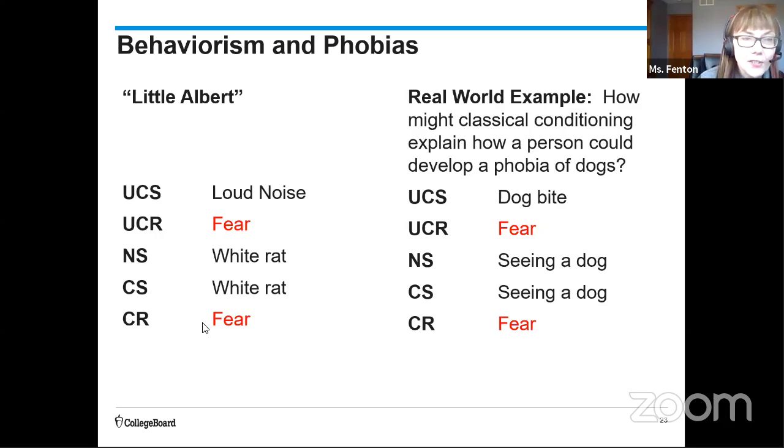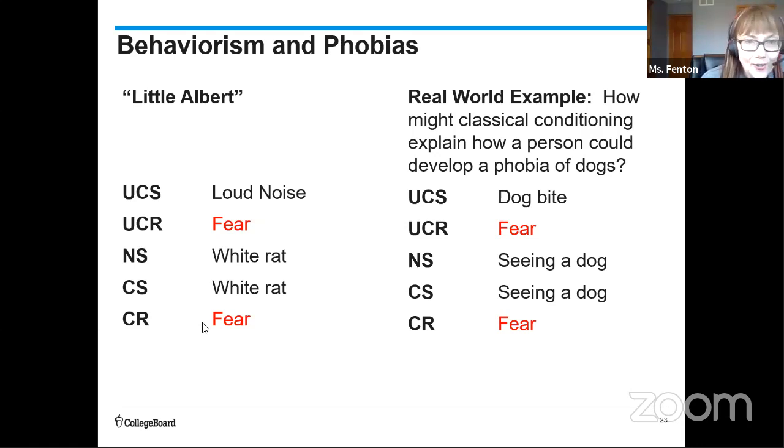So basically a real world example parallels Watson's experiments exactly. So the unconditioned stimulus might be the actual dog bite, right? That you don't have to learn to be afraid of that. But a neutral stimulus, because it was paired with the dog bite, potentially paired more than once, seeing the dog could then result in the same fear response. So you can see how behaviorism is explaining phobias as being potentially created as a result of classical conditioning.